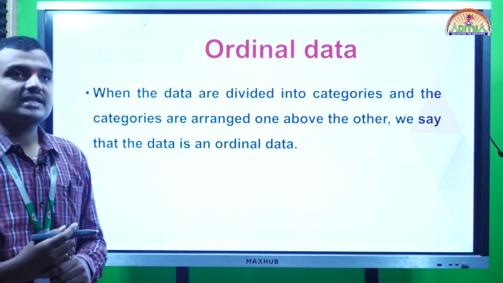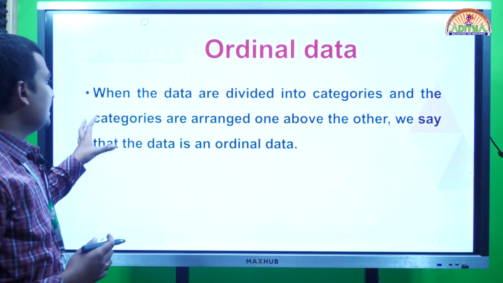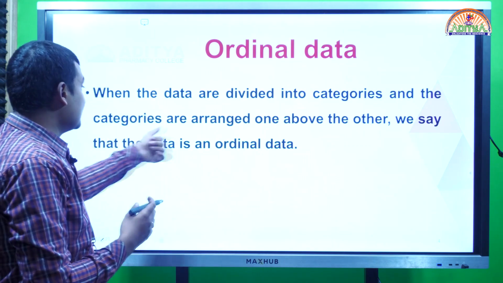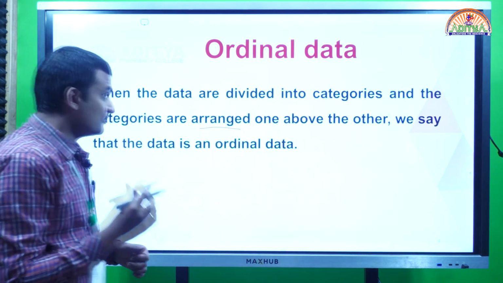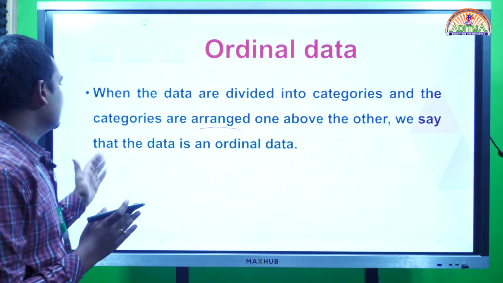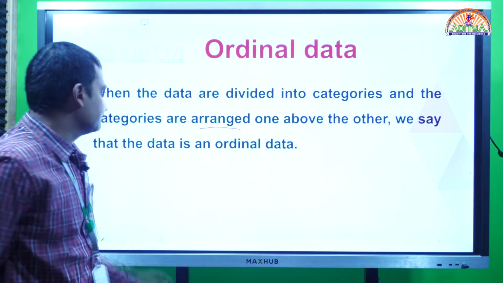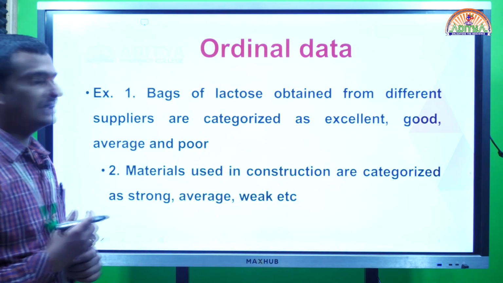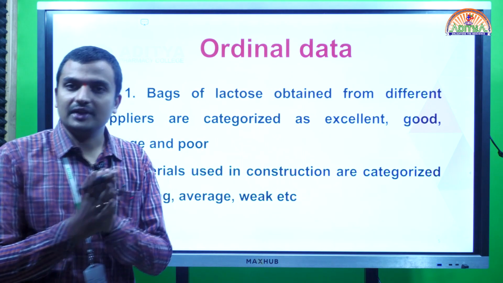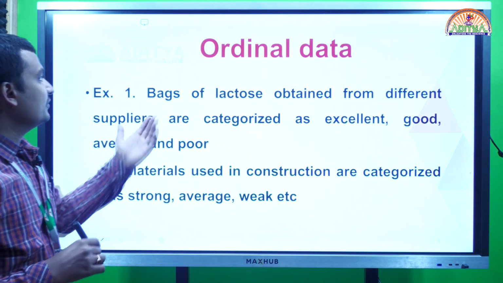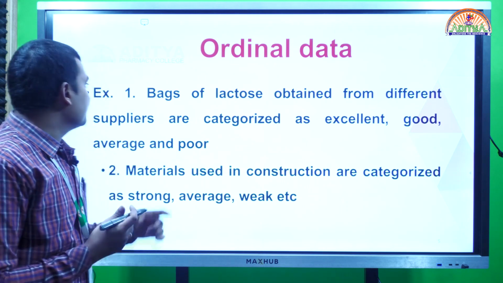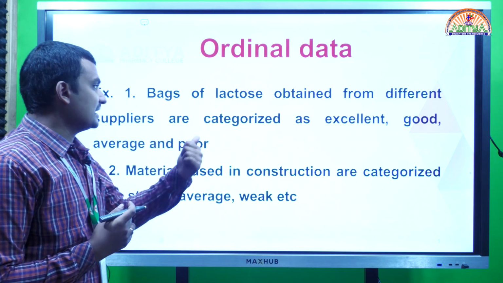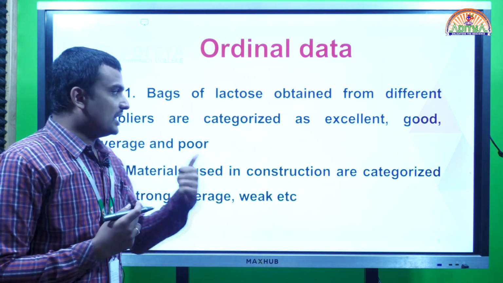And then we see ordinal data. The data is said to be ordinal if it is divided into categories and the categories are arranged one above the other. We perform different statistical tests for nominal and ordinal data. For example, bags of lactose obtained from different suppliers can be categorized as excellent, good, average and poor.